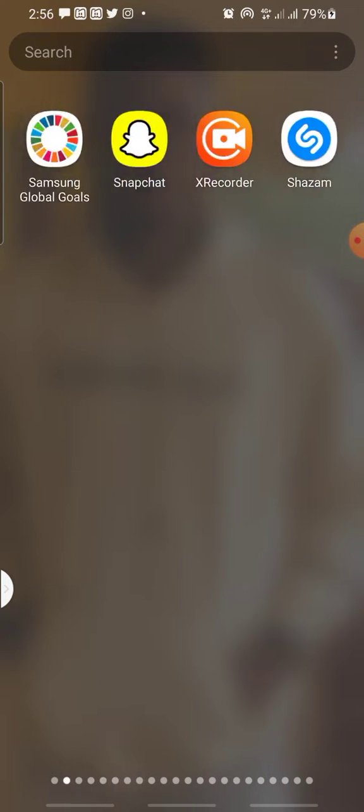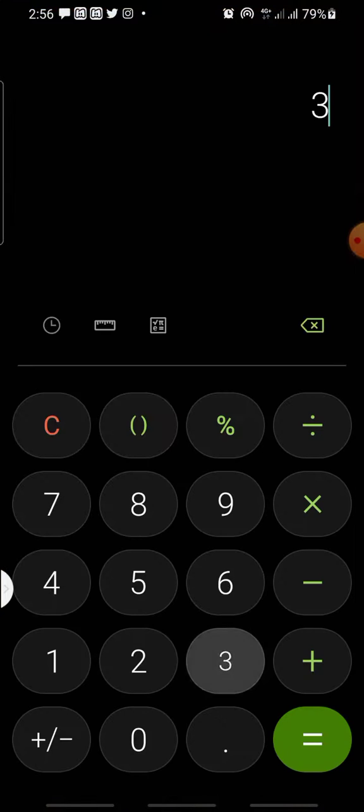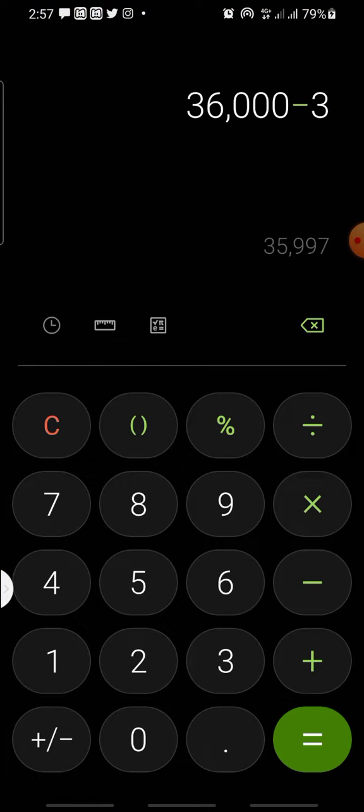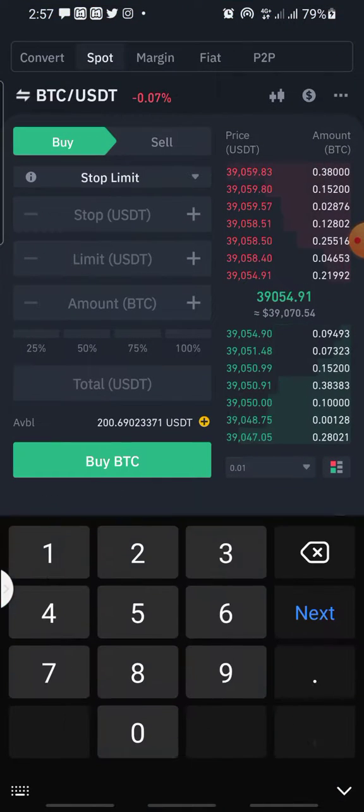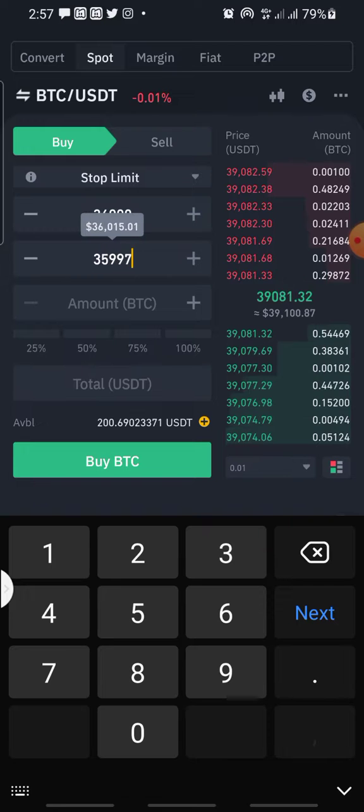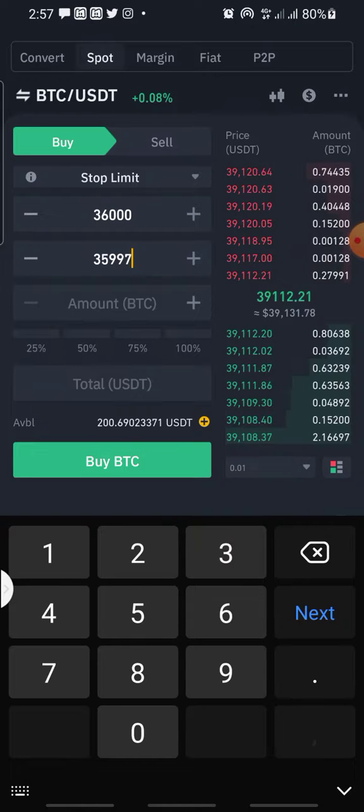If you remove 3 digits from the $36,000, you can say $36,000 minus 3, which is $35,997. So you can set your stop at $36,000, and your limit can be $35,997. Which means anytime Bitcoin goes back against you to $36,000, it will take you out of the order book. Then when it goes further to $35,997, it is sold for you at that particular rate.